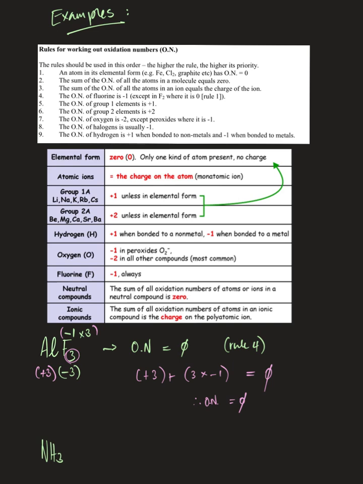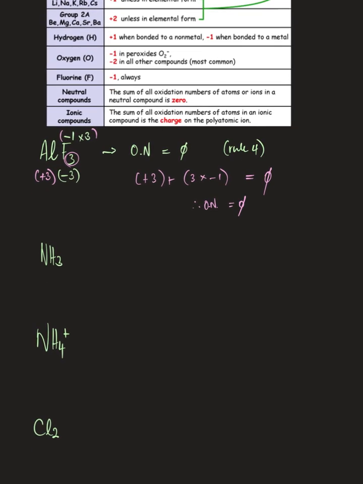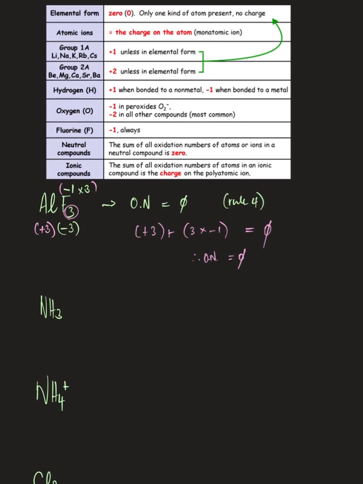Right, let's look at the next one. The next one is ammonia. Right, ammonia is NH3. So I have a hydrogen attached, you should be taking all of these notes down, to a non-metal.